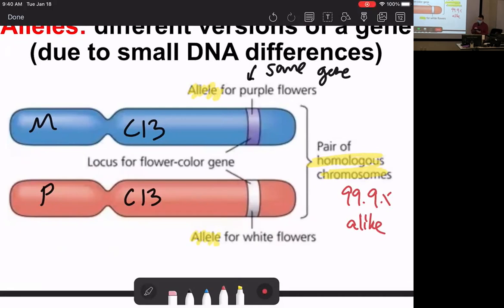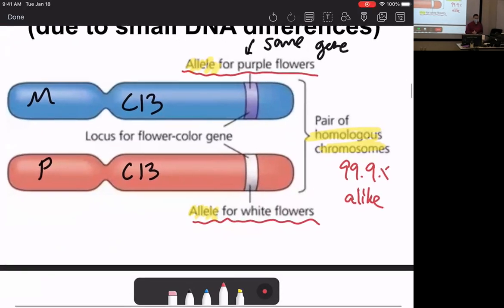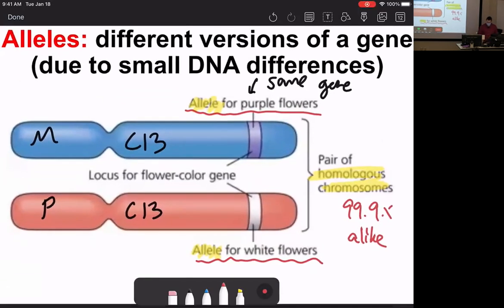It suddenly takes you from a gene that can produce purple color to a gene that can only produce white color. Now, we'll get into the molecular side of why this happens a little bit, but I may as well introduce it now.